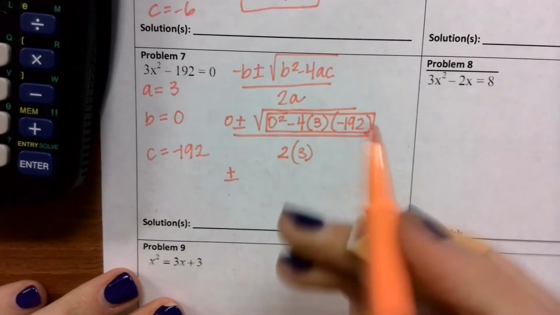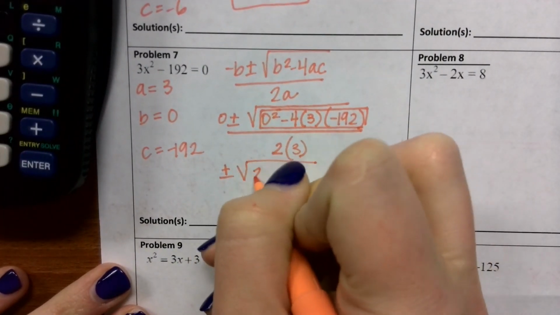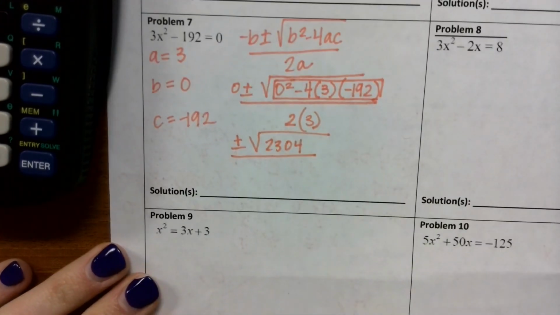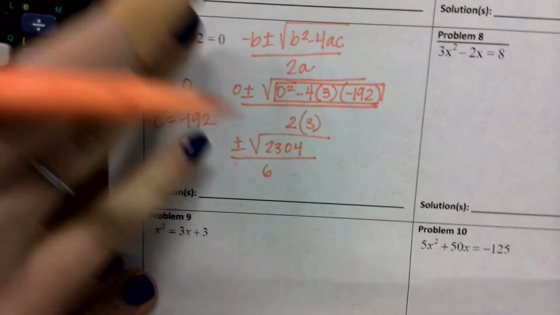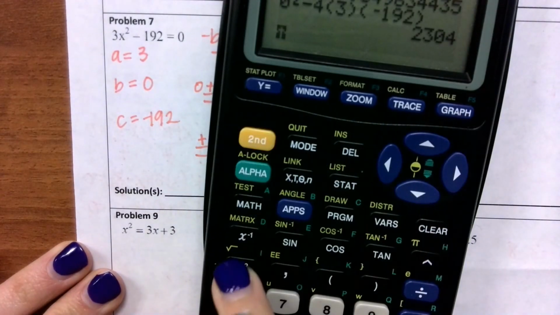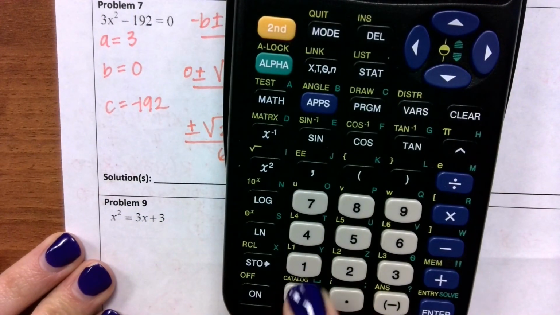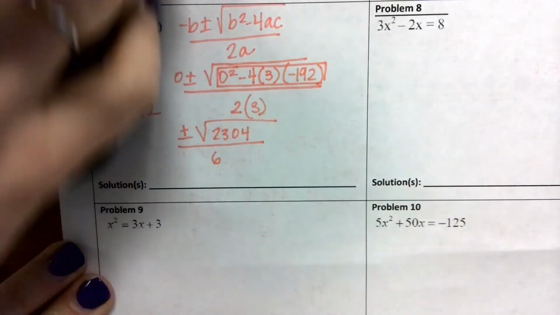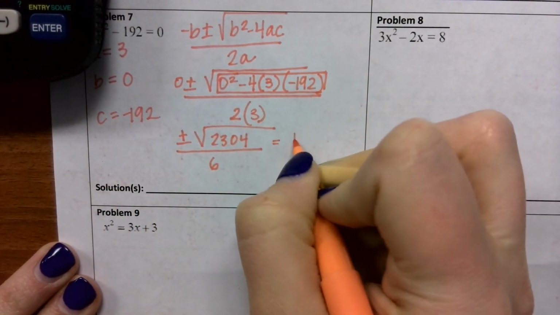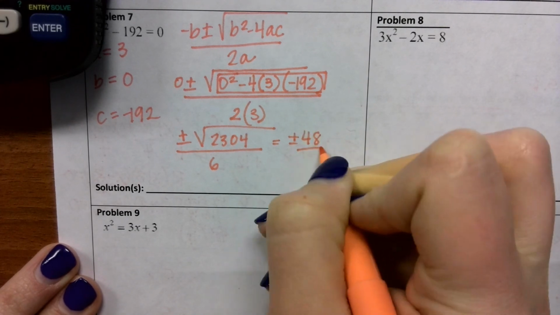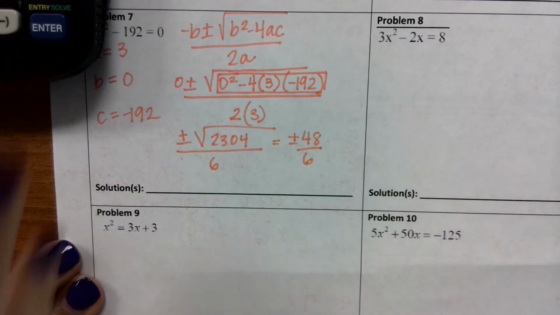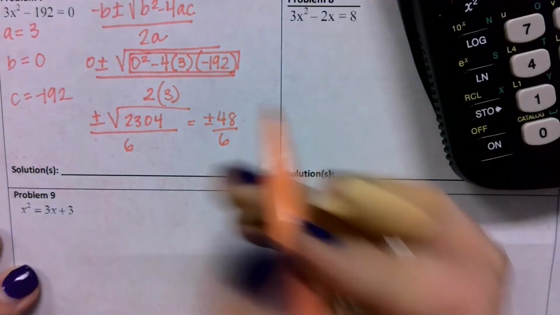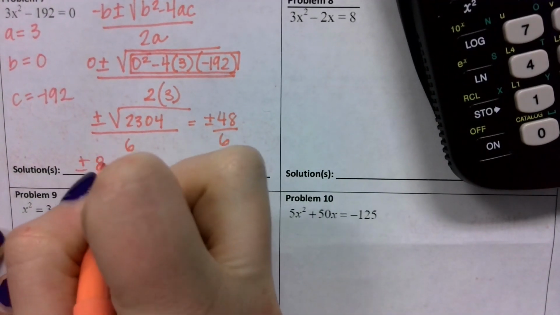So plus or minus the square root of 2,304 over what's 2 times 3? 6. Let's see if 2,304 is a perfect square. Perfect, 48. So this goes to plus or minus 48 divided by 6. Let's see if 6 goes into 48 evenly. 8 times. So it's plus or minus 8. That's our answer.